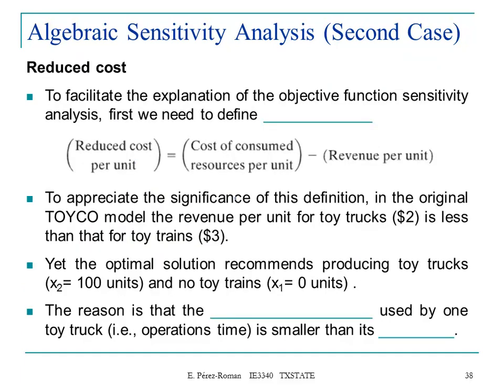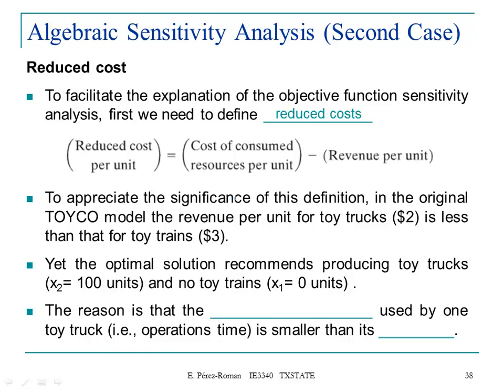Okay, so to facilitate the explanation of the objective function sensitivity analysis, first we need to define what reduced cost is. The reduced cost per unit is equal to the cost of consumed resources per unit minus the revenue per unit. Okay? So to appreciate the significance of this definition, in the original model, the revenue per unit of toy trucks is $2, which is less than for toy trains, which is $3. So if you look here at the objective function, even though you are not producing any trains, your revenue is higher than that one for trucks.